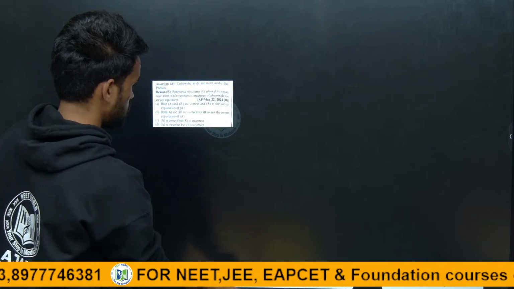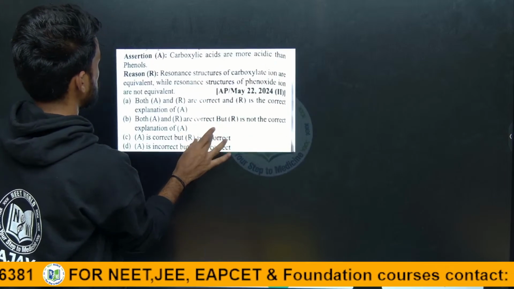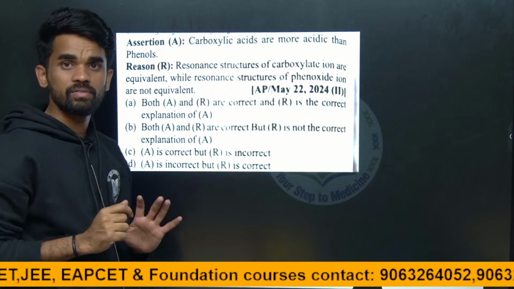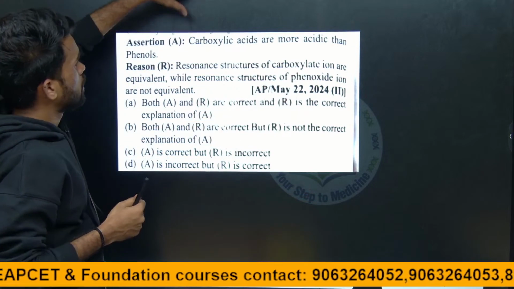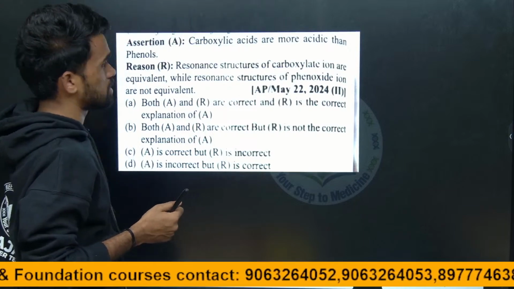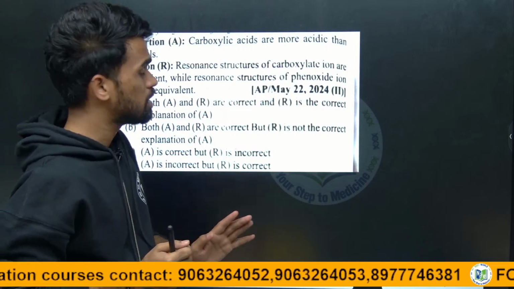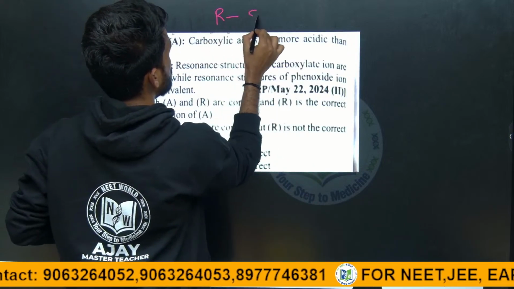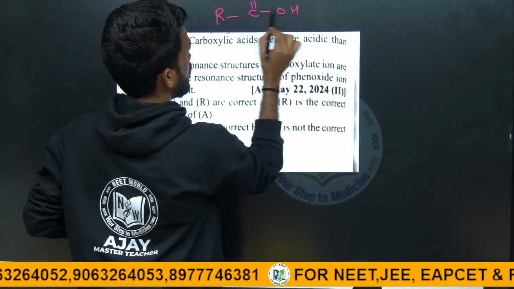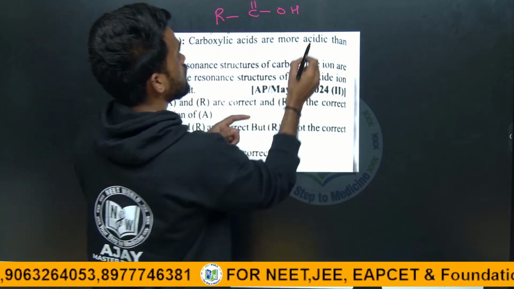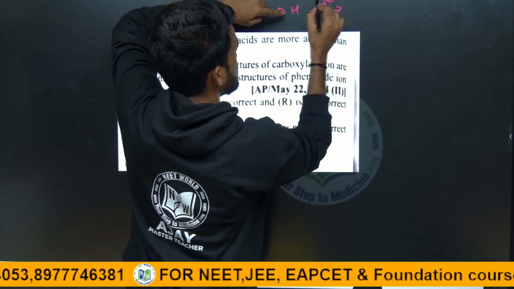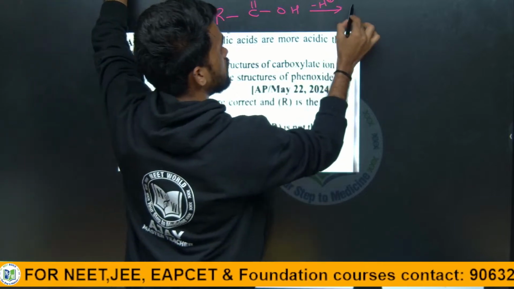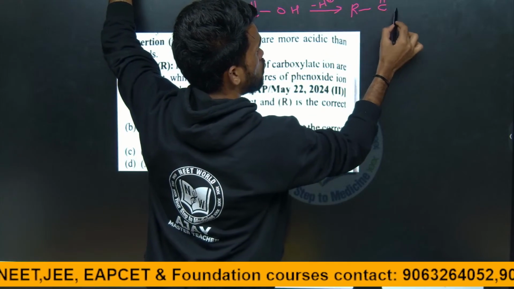Okay. Next, assertion reason question. This kind of question is also very important. Look here, carboxylic acids are more acidic than phenols. Yes or no? Always remember carboxylic acids are more acidic than phenols, because this has an acid functional group like this. Now when it is releasing this H plus ion, when it is losing this H plus ion, showing its acidic nature, it will form a carboxylate ion.